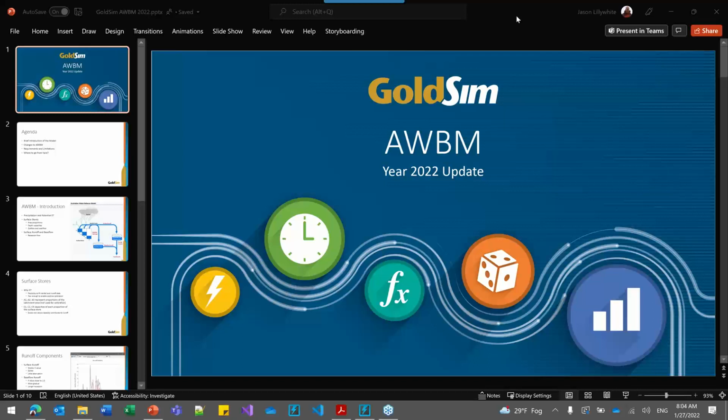More recently, in the last couple of years, we've made some changes to it to incorporate some features that have been developed in the software itself. But as far as the main functionality, nothing has really changed.